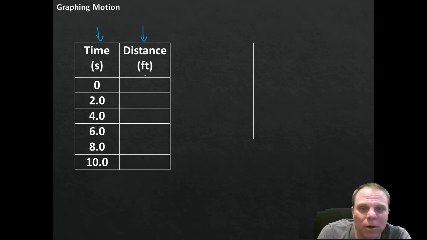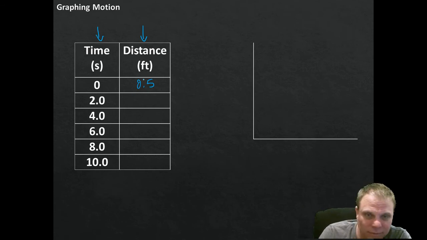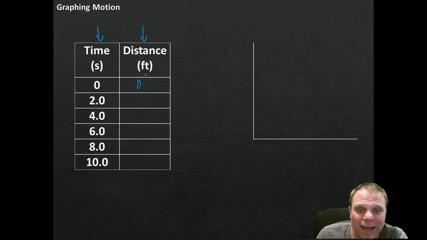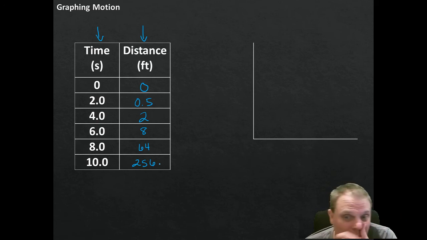If I start to roll a ball, let's say I'm at 0.5 feet, starting at zero. We're assuming that at time zero, we're starting at zero, right? So let's give our value a zero there. And then let's say after 2 seconds, it kind of got a slow start, 0.5 feet, but then it starts to speed up a little bit, okay? And now it's traveled 2, and now it's traveled 8, and now it's traveled 64, and now it's traveled 256. So this thing is going faster and faster and faster, or is it, right?